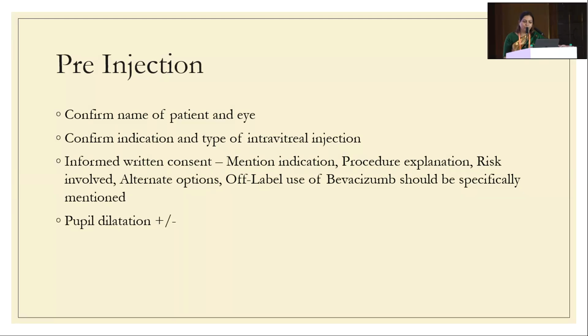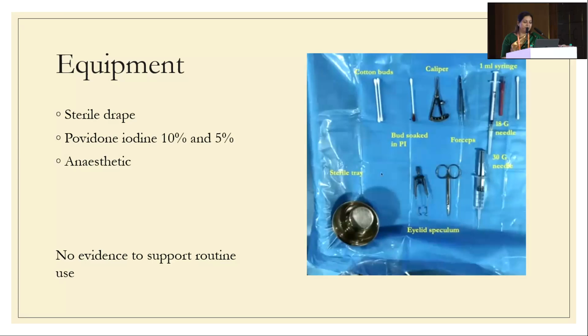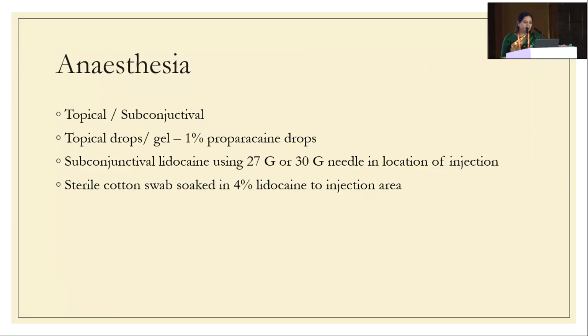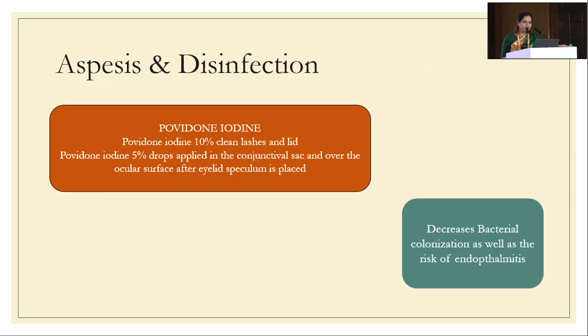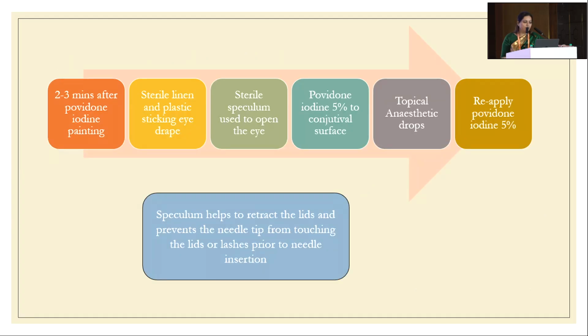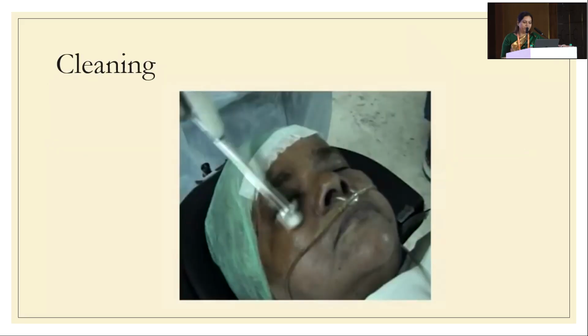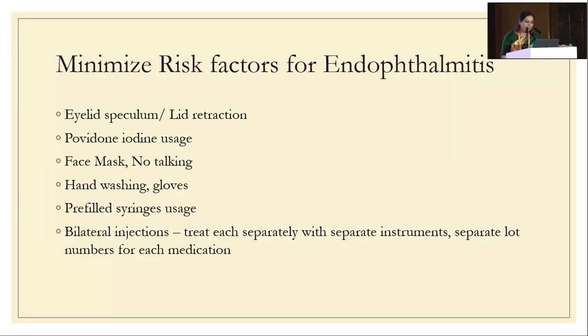When you are using bevacizumab, because it is off-label use, it is very important to explain all the other options to the patient also. So the equipment is sterile, then povidone iodine 5% in the eye and 10% on the lids, and then it is usually given under topical anesthesia. We should wait 2 to 3 minutes after the povidone iodine painting, and a sterile speculum should be used, and under all sterile conditions we can give the intravitreal injections.